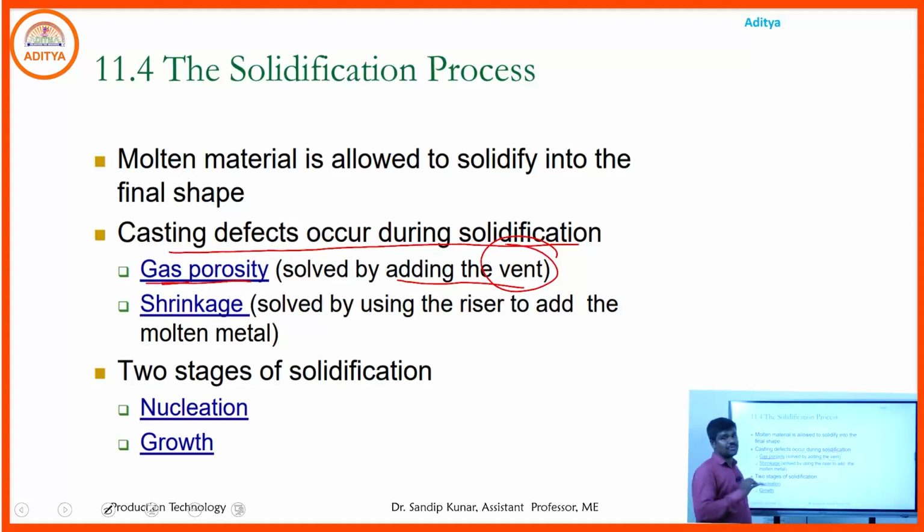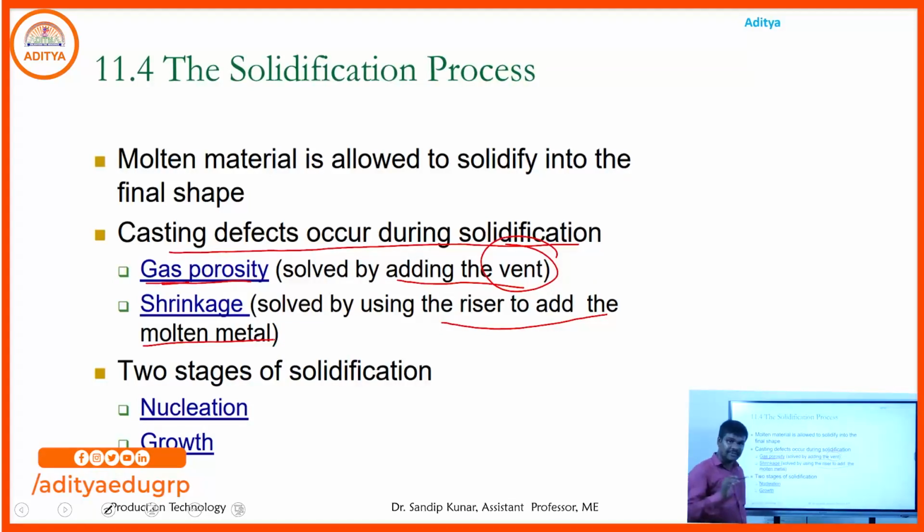Another defect is shrinkage. How to solve this problem? Shrinkage means that when solidification takes place, shrinkage occurs in the mold cavity. For that case, it is solved by using the riser with the molten metal. I have already told you the riser acts as a reservoir. When shrinkage takes place in the mold cavity, at that time we send the extra material from the riser to the mold cavity.